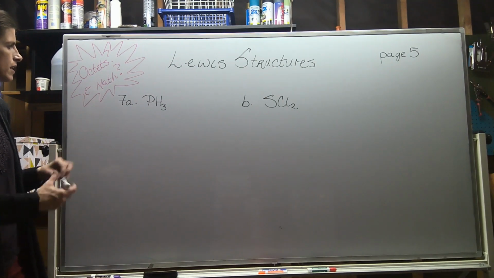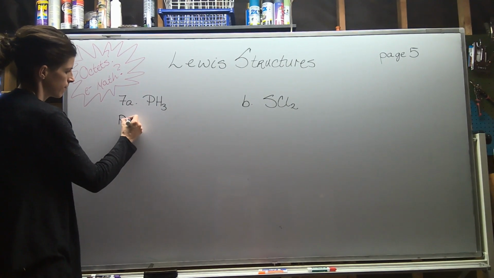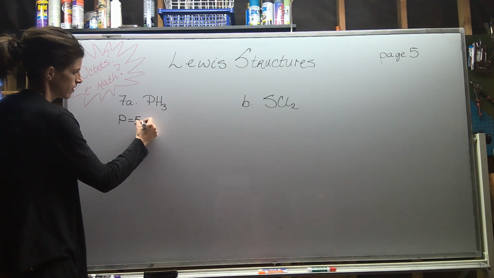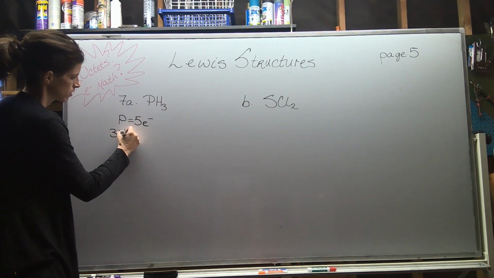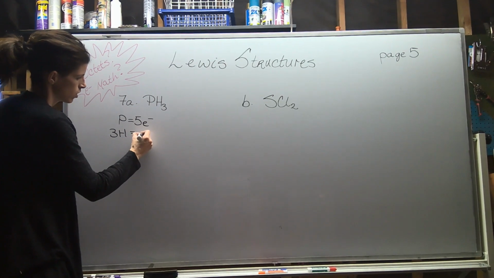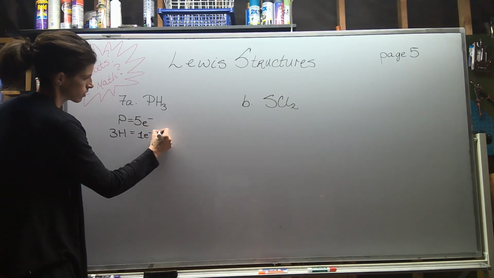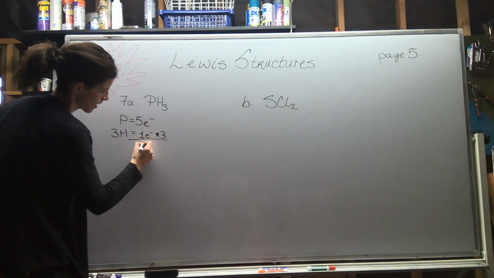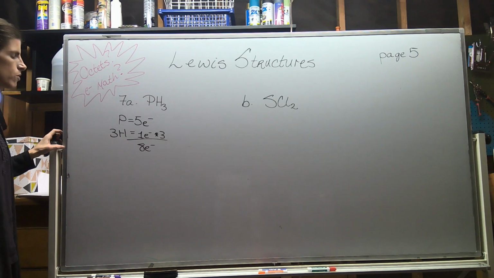So here we have PH3. Phosphorus is in group 5, so we have 5 valence electrons. We have 3 hydrogens. Hydrogen is in group 1, so I'm going to do 1 electron times 3, since there's 3 of them. And that gives us a total of 8 electrons to work with.